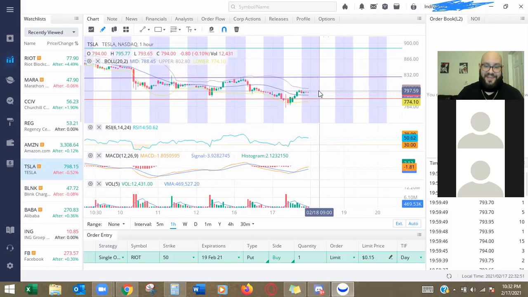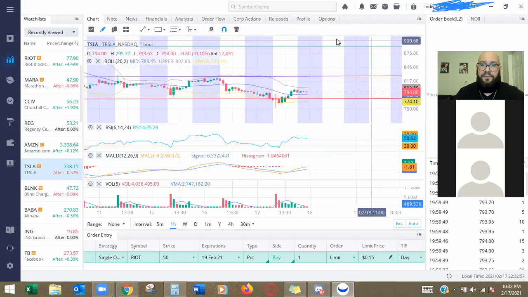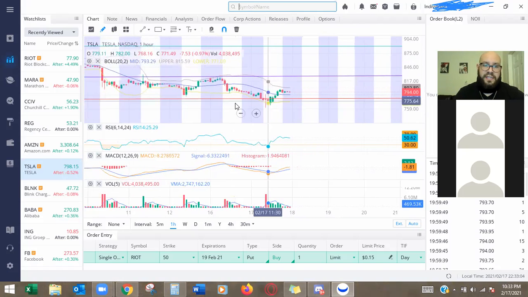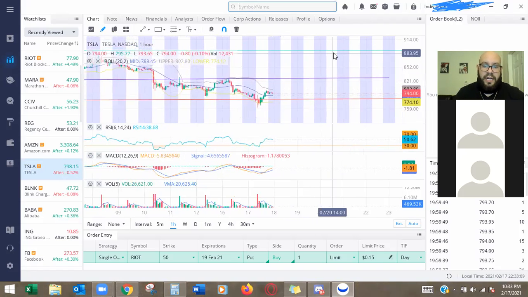But yeah, this is Tesla. I do think for the future we have another shot of running way past 900. It's just a matter of consolidating, as we see here in this channel, until we can break out of there with some conviction.